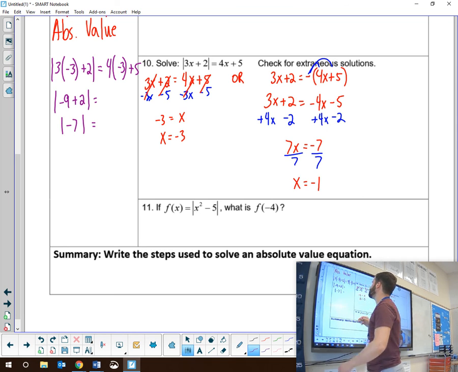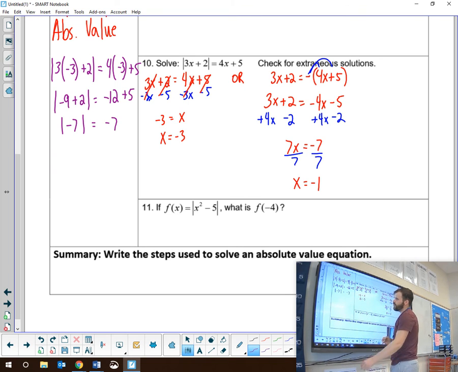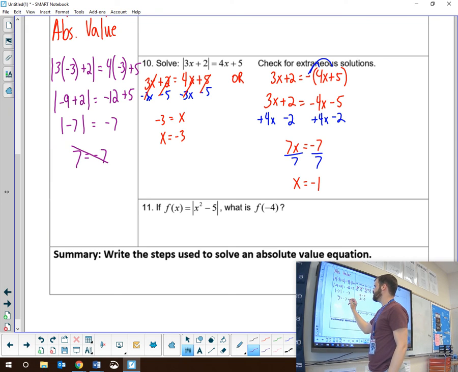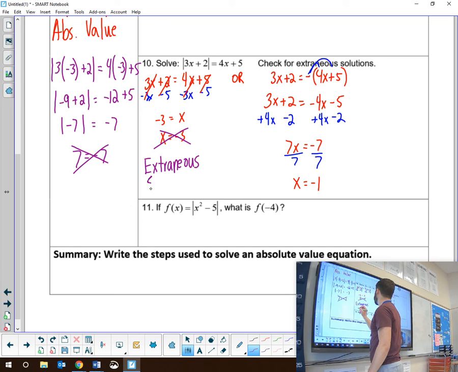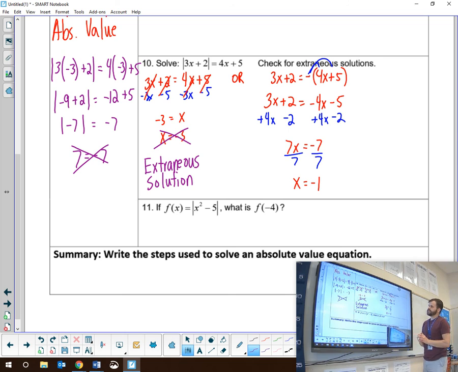All right, let's try the other side. 4 times negative 3 is negative 12. Negative 12 plus 5 is negative 7. Well, does the absolute value of negative 7 equal negative 7? No, it equals positive 7. So this doesn't work. So this answer is an extraneous solution. Okay? So it doesn't actually work.